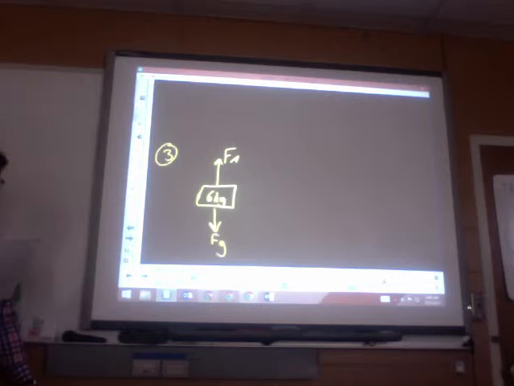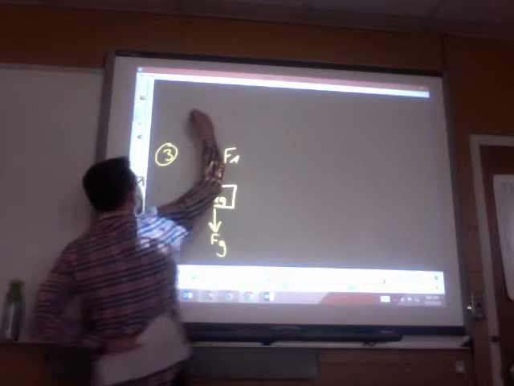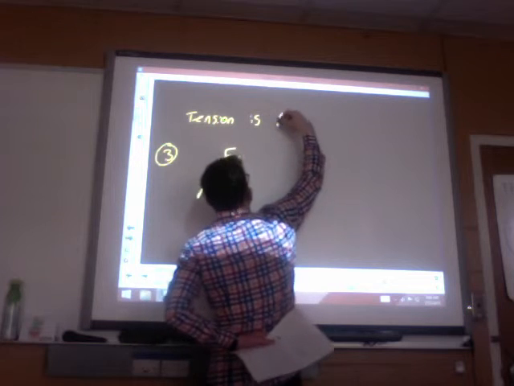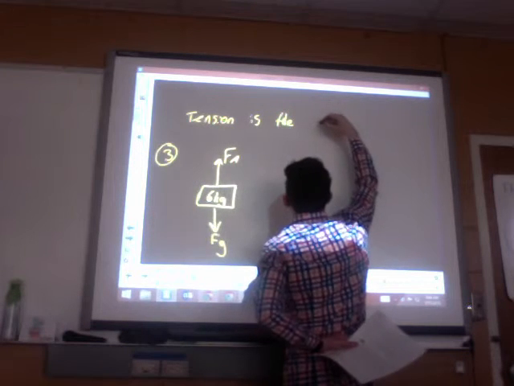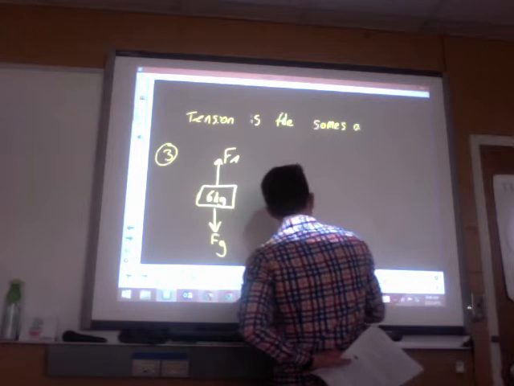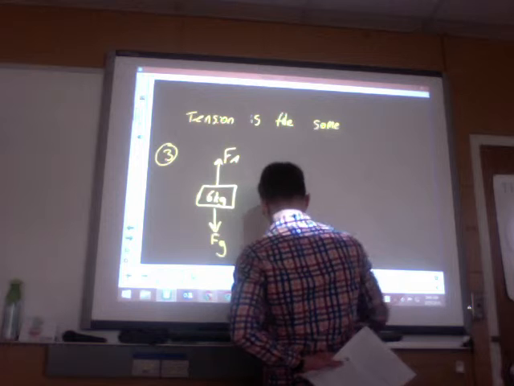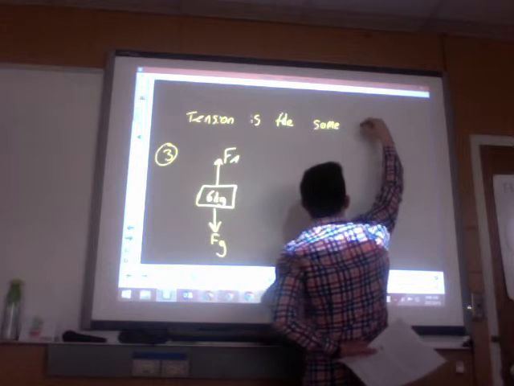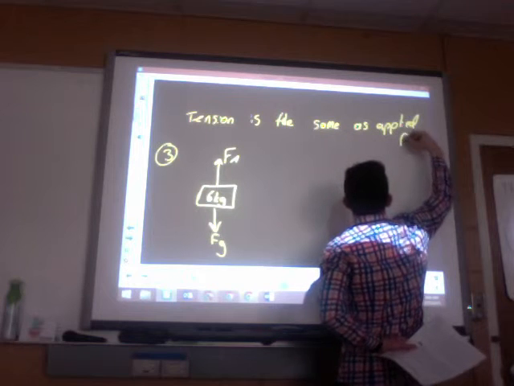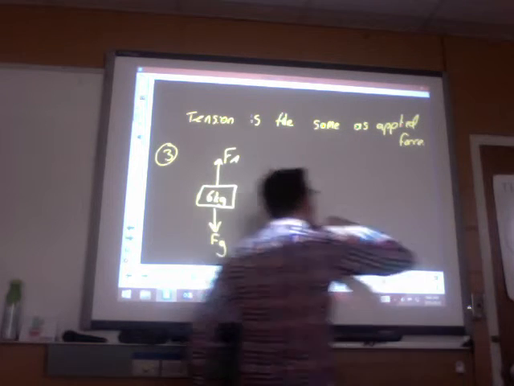Okay, so on the test, I remember one where it said tension instead of applied force. Would it be like that on the test too? Yeah, tension is the same. For this class, tension is the same as applied force. So if they tell you the tension, that's actually the applied force.